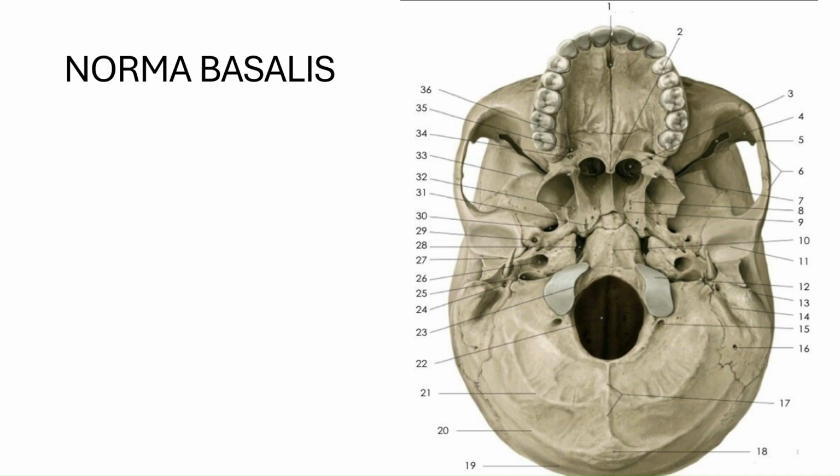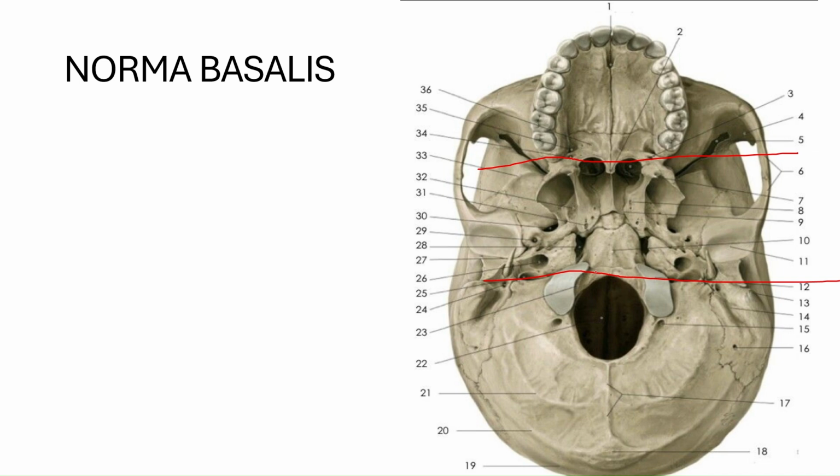Norma Basalis is very important. In whatever has been taught so far, most of the questions are asked from Norma Basalis. So we can divide the whole Norma Basalis into three parts by two imaginary lines. This is one imaginary line, this is another imaginary line. The anterior transverse line passes along the posterior free margin of the hard palate, here you can see, and the posterior transverse line passes along the anterior margin of the foramen magnum.